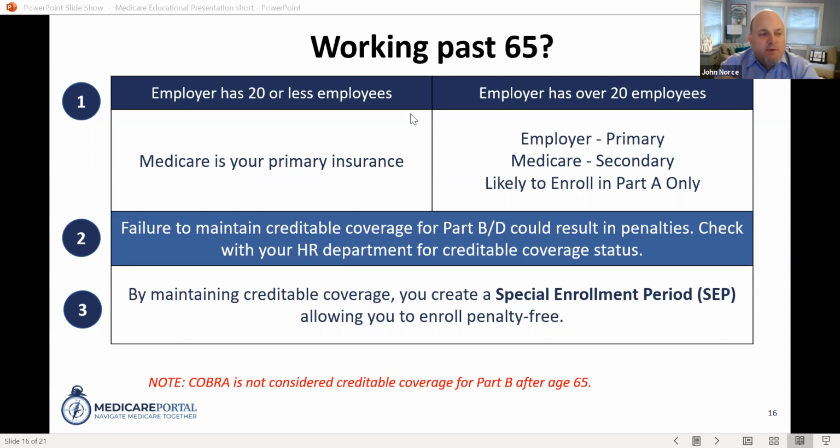Failure to maintain the creditable coverage. So if you retire after 65 from that large employer, you get laid off, or you reduce your hours, something that makes you no longer eligible for those benefits, you create what's called a special enrollment period, the third bullet point there. That is just like your IEP. It's just pushed into the future because you've carried that creditable coverage. And we'll talk about that in a second. There are two important things to understand about working past 65 in Medicare.